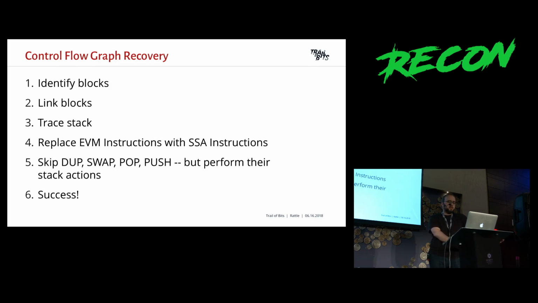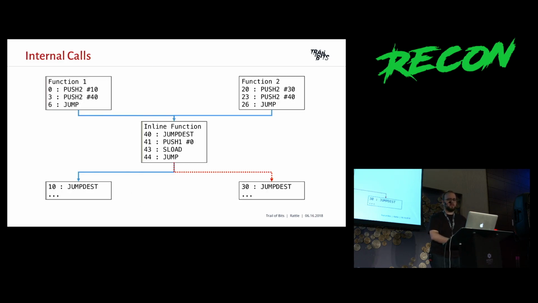Yeah, so in this process, I was thinking I could identify the blocks, link the blocks, trace the stack, replace EVM instructions with the SSA instructions, and then skip any dup, swap, pop, or push, but still perform their stack operations. And then I would win and I'd be done. But no, Ethereum had other plans. The EVM doesn't actually support internal subroutines. There's no internal call or internal return. There's only external call and return.